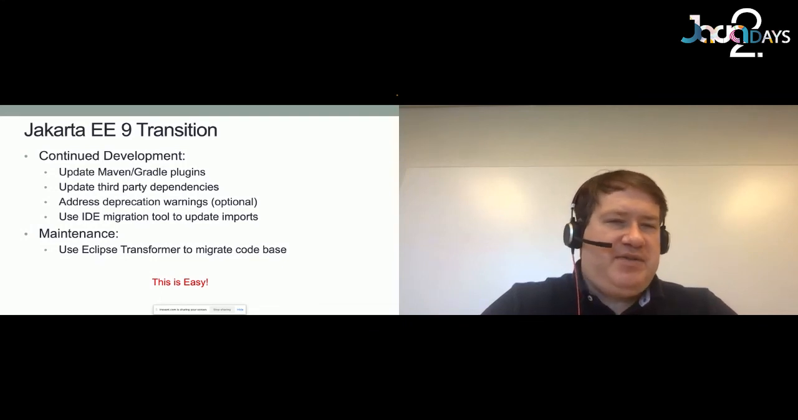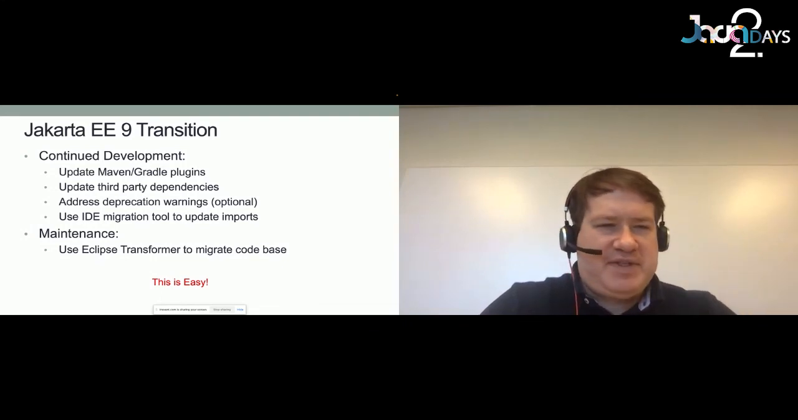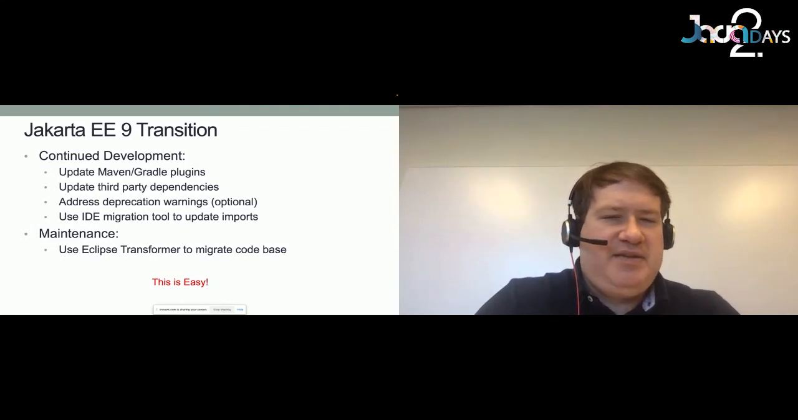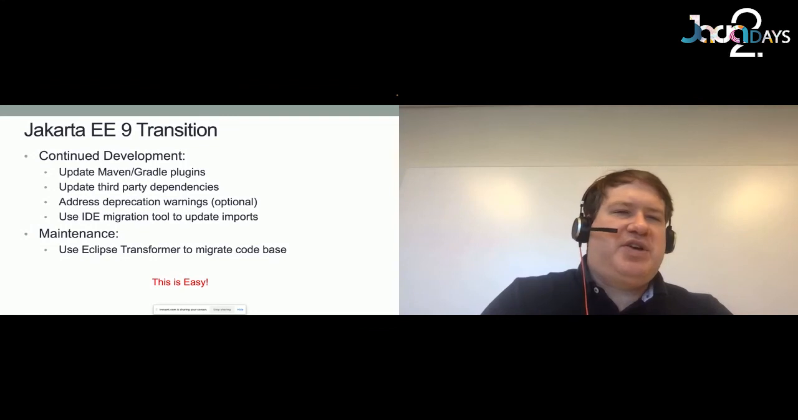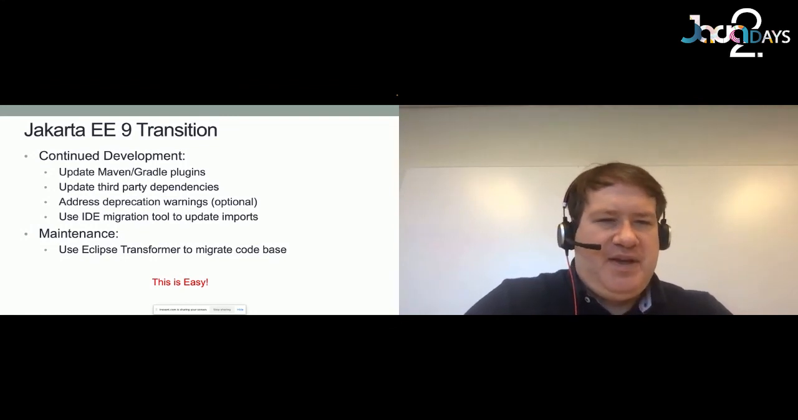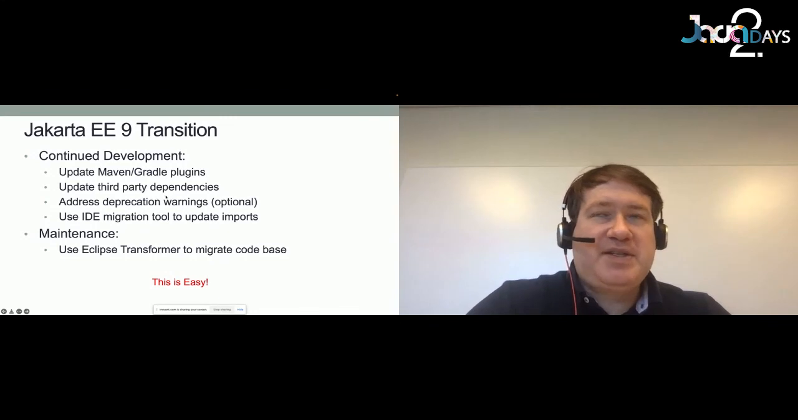This transition, if you're using a library from 5 or 6 years ago, they've made some significant API changes. That might be more of an impact than the actual Jakarta EE9 transition. So you really want to also keep an eye on deprecation warnings because things that are deprecated are actually being removed from the platform. And then use the IDE migration tool to update the imports, which is very quick.